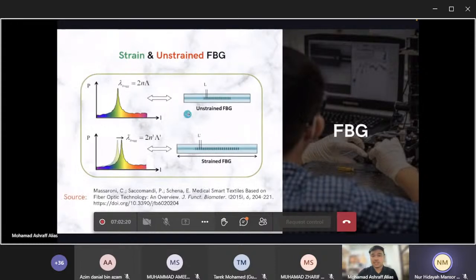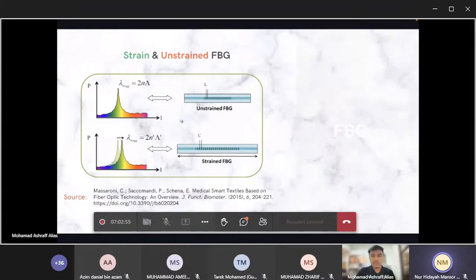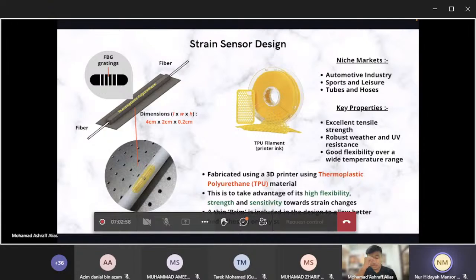So whenever there exists any strain or temperature changes, the Bragg wavelength would shift by this amount, and from the wavelength shift, we can translate it into any kind of information such as displacements. In this presentation I would discuss ground movements, right? So that is why I would translate the information that I got from the Bragg wavelength shifts here into ground displacement. And then my extensometer design comprises this strain sensor.